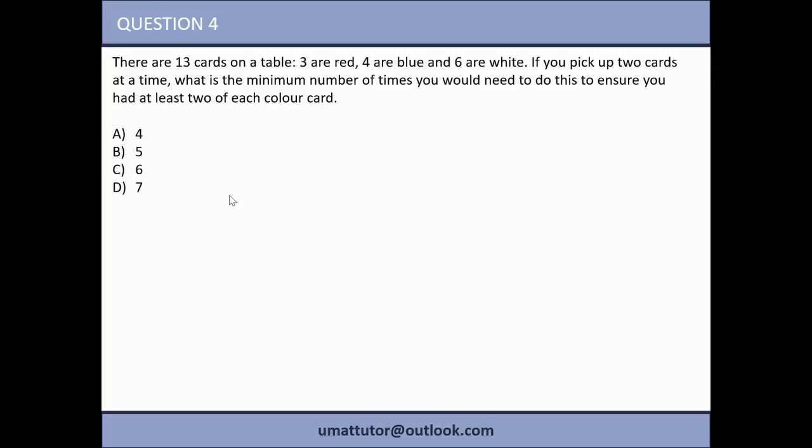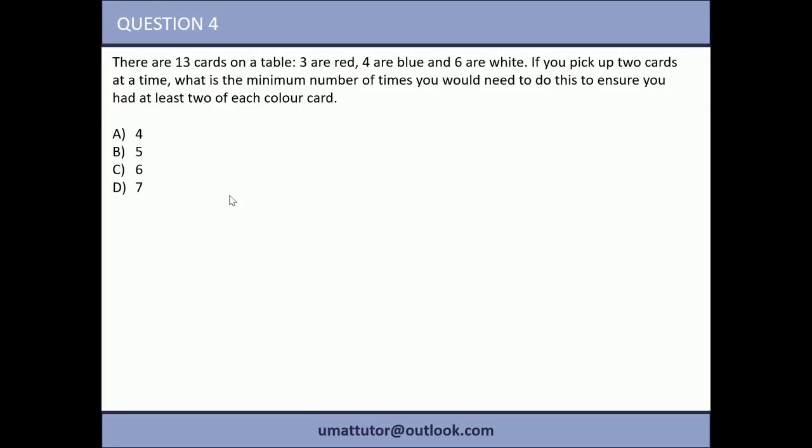Just notice the wording of this question. It's the minimum number of times you have to do something to be sure of an outcome. It's not the minimum number of times you have to do something to have a chance of an outcome. So it's to be sure of an outcome. This style of question I've seen a few times in recent years, which is why I've put it in here. It's basically just asking you, what is the worst case scenario that could occur, and how many times would you have to do something in that event to achieve a certain outcome?